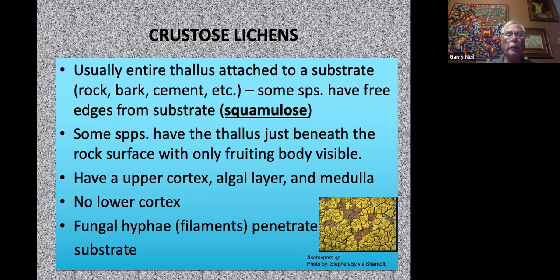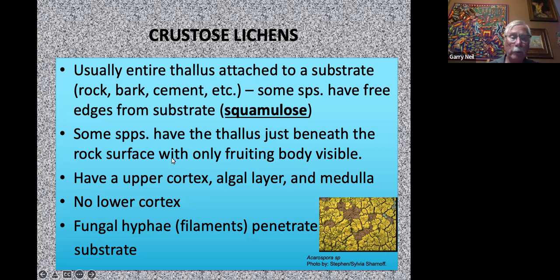Some of the species have a thallus that is not even visible, because it's actually below the rock surface, and the only thing that's showing is the fruiting body. These are called endolithic lichens. Endolithic means within the substrate, not visible on the surface. And we'll be showing a couple examples of that.